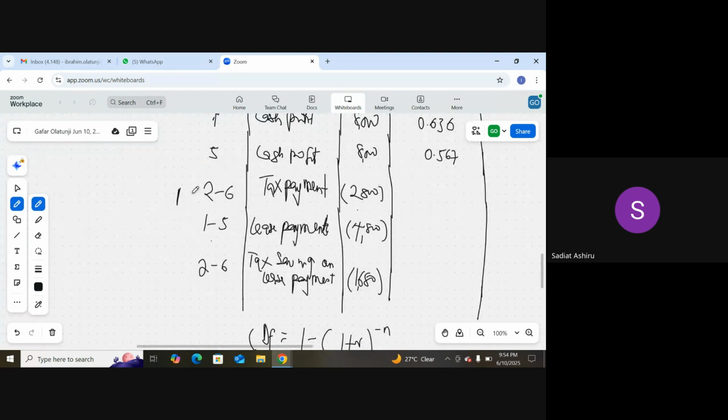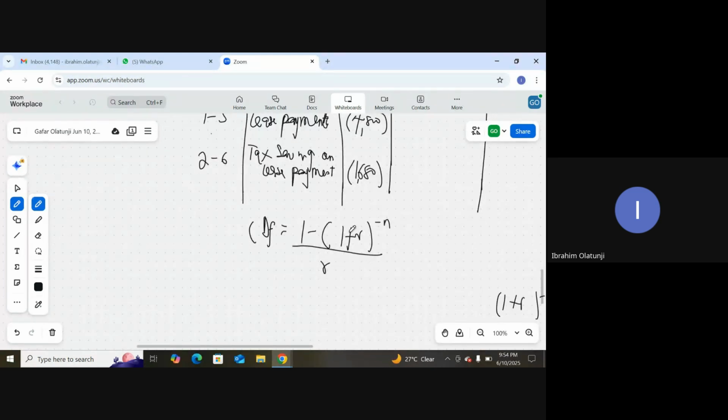Yes. You now compute for cumulative of 1 to 6 using this formula. When you do 1 to 6, keep it somewhere. Then remove the one that you first did before from the 1 to 6. Whatever you get is 2 to 6. I believe it's clear.